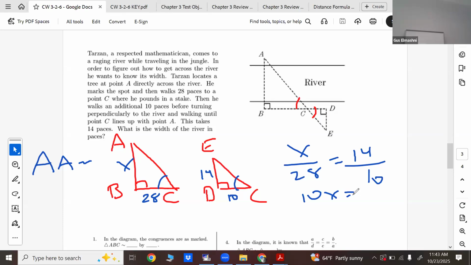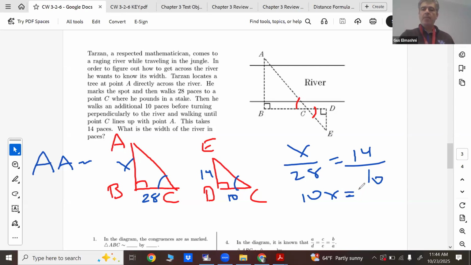So he walks 28 this way, turning perpendicular to the river and walking. Then he walks an additional 10 paces. That'll be more clear. Yes, I got it now. He does 28, then does this, then does 14. Yeah, that's a little vague. We'll make sure it's clear on the test.